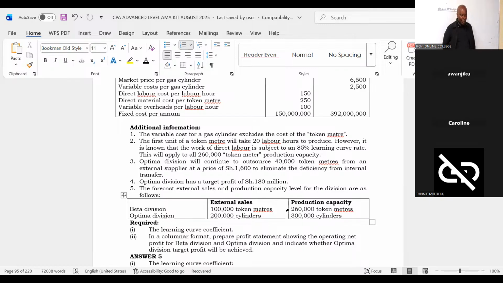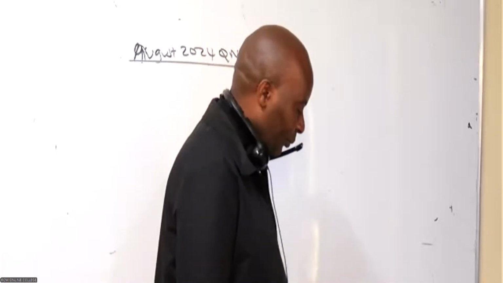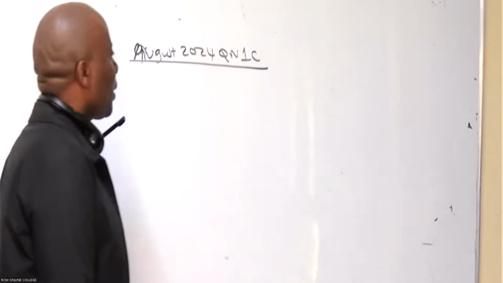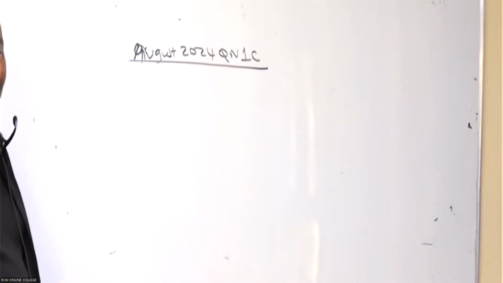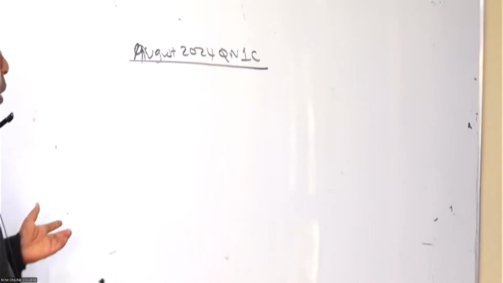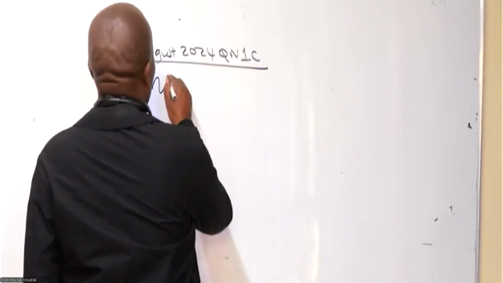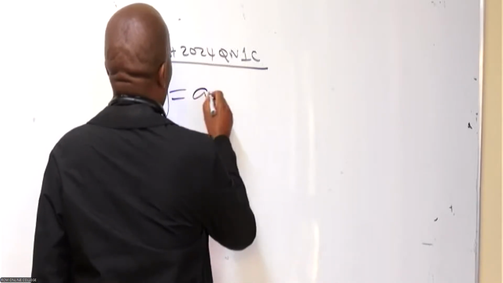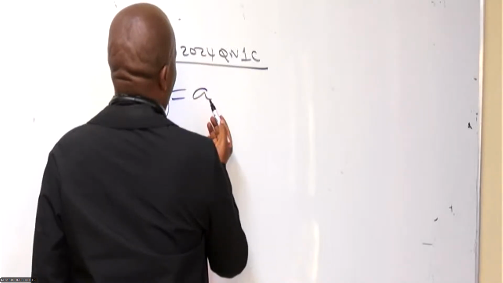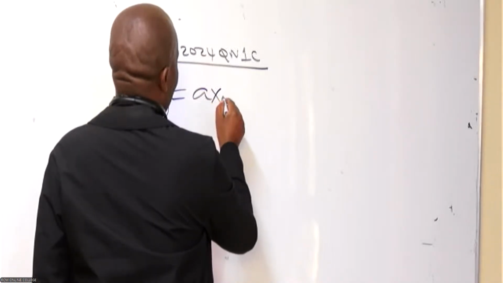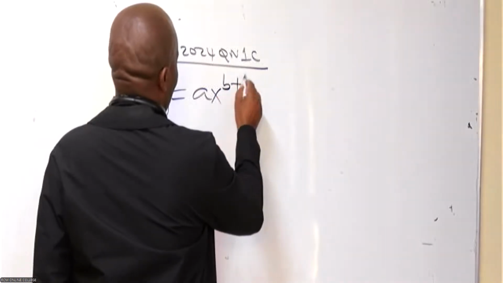Required, they want us to give them the learning curve coefficient. Do they still remember the learning curve equation? They want us to just give them the value of B. That's very easy, but you can go ahead and do the whole of it, the prediction. So we know that our learning curve is y equals a x to the power of b plus 1.